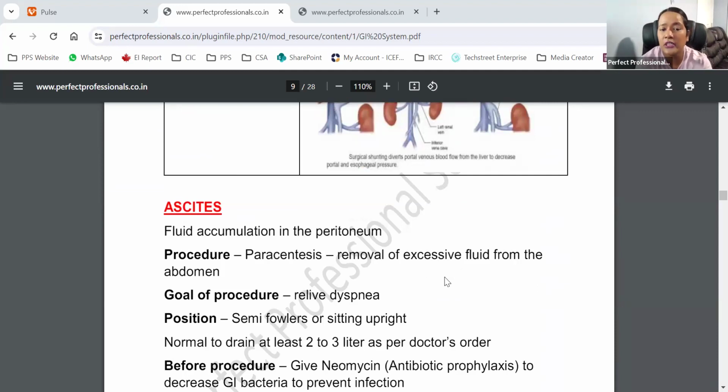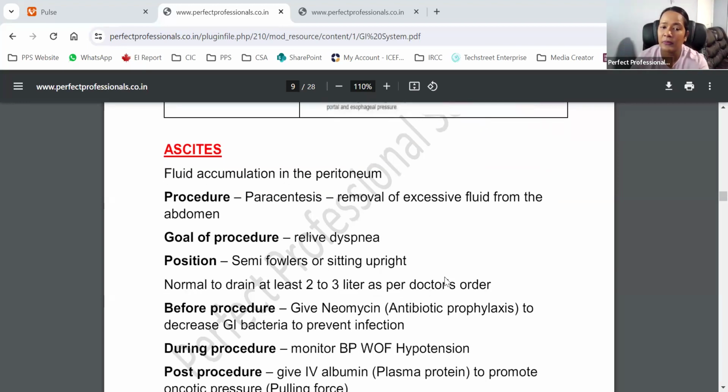Ascites is a fluid accumulation in the peritoneal cavity. Now, we have to do the paracentesis, removal of excessive fluid from the abdomen. Now, what will be the goal of treatment? Goal of procedure will be to relieve the dyspnea. क्योंकि peritoneal cavity में fluid accumulate हो गया, so patient will have a big abdomen. उन्हें big abdomen कर दिया, diaphragm को ऊपर push कर दिया, patient will not have the proper space for lungs for expansion. अगर lungs की space कोई ले लेगा तो lungs को dyspnea आ जाएगा, they will be having problem.